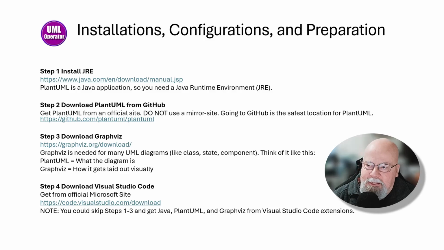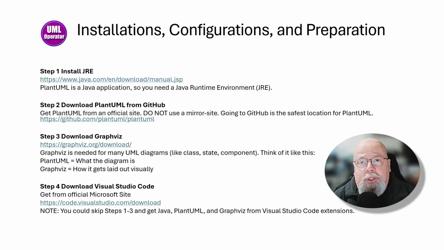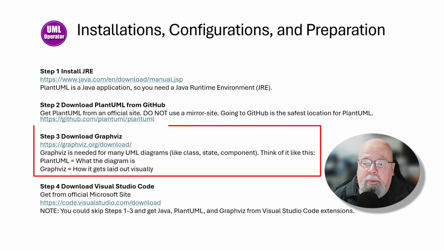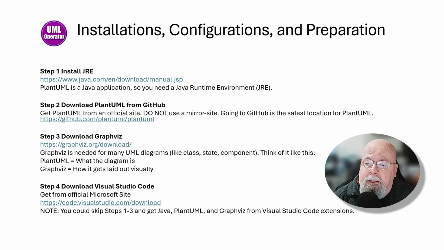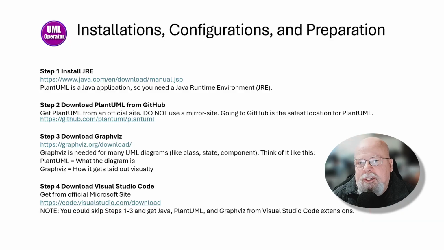So in this episode, we're going to make sure you've got a Java Runtime Environment set up. That should be natural if you're an engineer. We're going to get PlantUML from a safe and official download point, and I use GitHub for that. And we're going to bring in Graphviz and talk about that in this episode. And then we're going to be using Visual Studio Code, or VS Code, for our integrated development environment, or IDE, to do modeling using PlantUML.